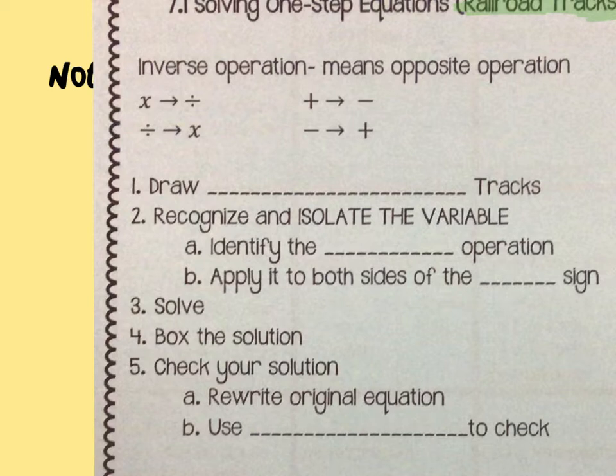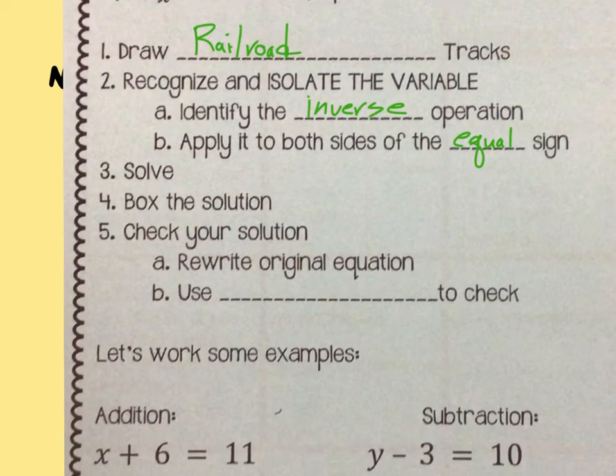So the steps for this, just write down the things I'm writing down for now, and then you'll see how it applies in a moment. Draw railroad tracks, recognize and isolate the variable, identify the inverse operation, apply it to both sides of the equal sign. Then you solve, box the solution, check your solution, rewrite the original equation, use substitution to check.